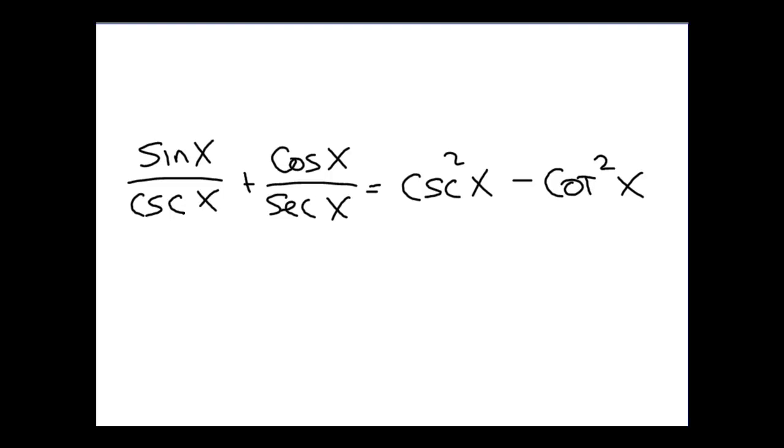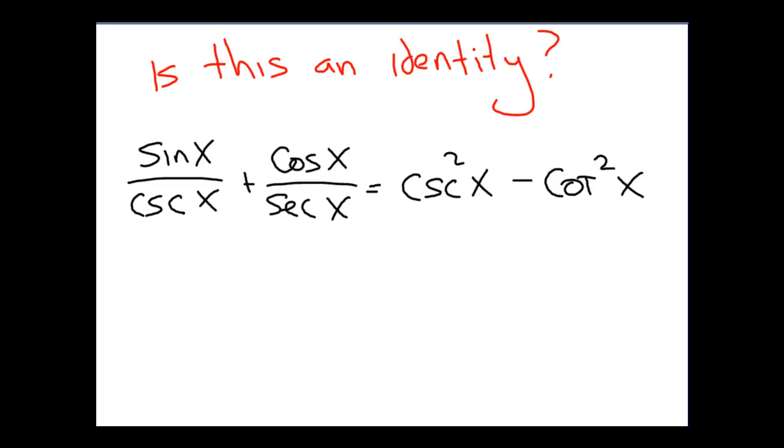So my question for us today is to determine, is this an identity? Now recall, an identity is an expression that's true for any value of the variable. So that means any angle we choose, do we get the same thing on the left-hand side and the right-hand side? Now think about how you might approach a problem like this. How could we show that this is an identity or is not an identity, depending on what the actual results are? How could we do this?